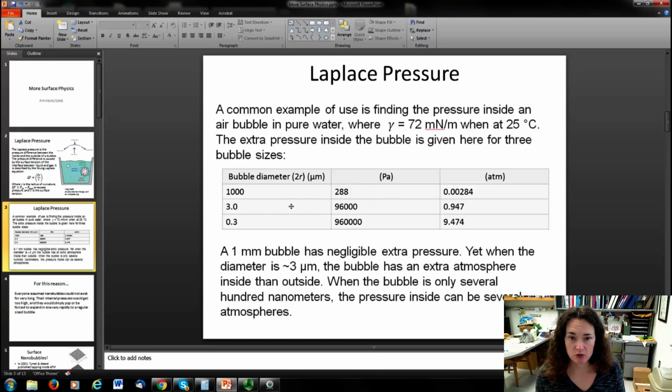If you go to a bubble which has a diameter of 3 micrometers, then you get 96,000 pascals, or about 0.95 atmospheres. So that's an excess pressure of roughly an atmosphere. And if you take that diameter down to 0.3 micrometers, you get another factor of 10, for 960,000 pascals, or 9.5 or so atmospheres. So a 1 millimeter bubble has a negligible extra pressure. Yet a 3 micrometer bubble has an extra atmosphere inside as opposed to outside. And when the bubble is only several hundred nanometers, the pressure inside can be multiple atmospheres.